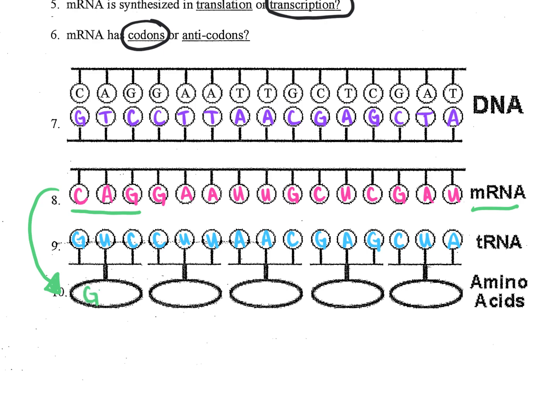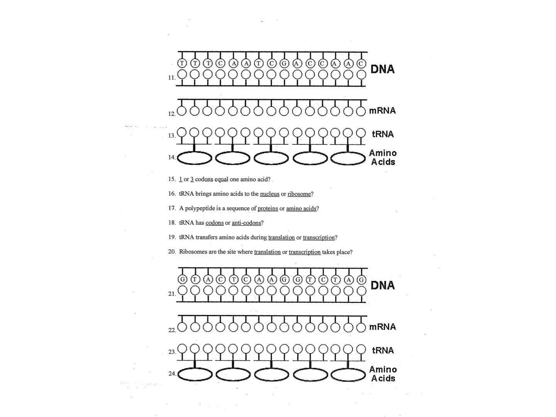Okay, so what is CAG code for? GLN. What about GAA? GLU. What about UUG? UUG codes for? What about CUC? Also LEU. And what about GAU? Is it ASP? Okay.